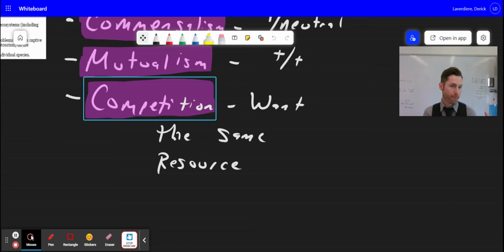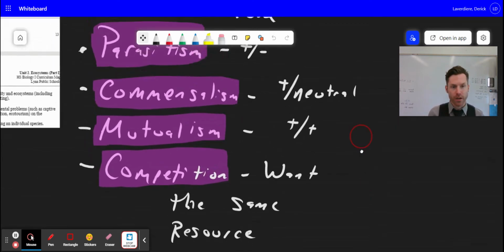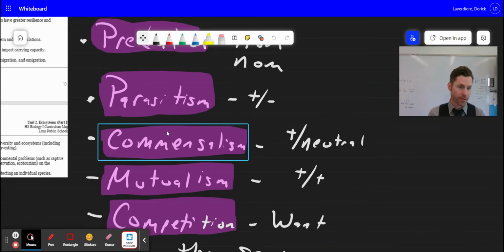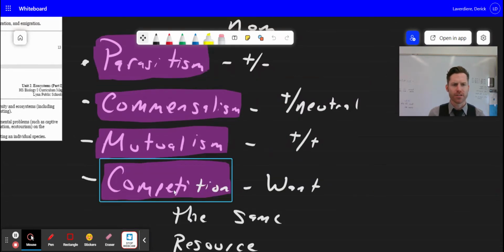Okay? Competition. So most of these are examples of symbiotic relationships, right? They're organisms working together either beneficially or detrimentally. Okay? But competition is not a type of symbiosis. It's just competition. Predation is not symbiosis either. Cool? All right.